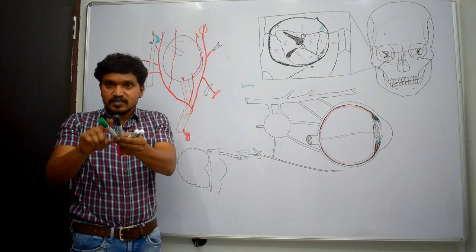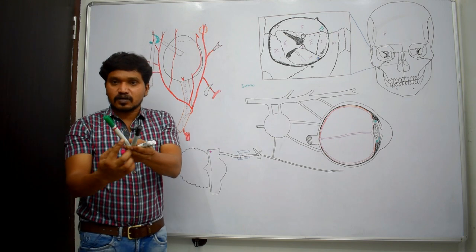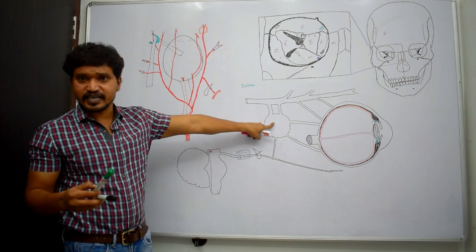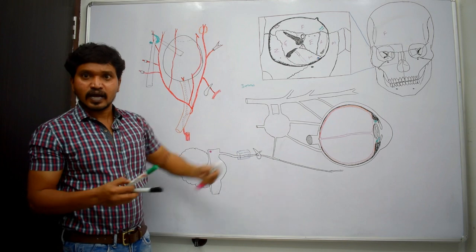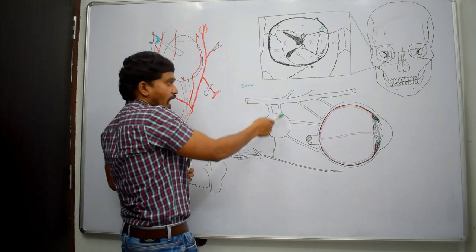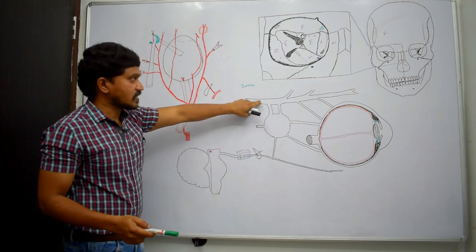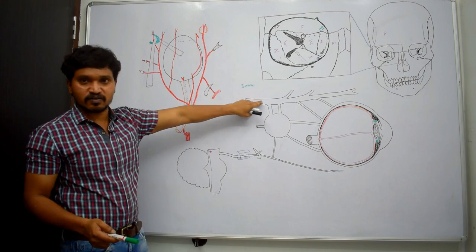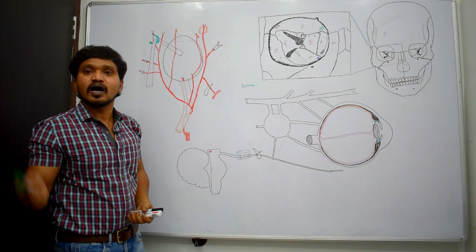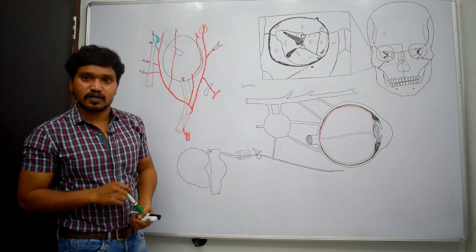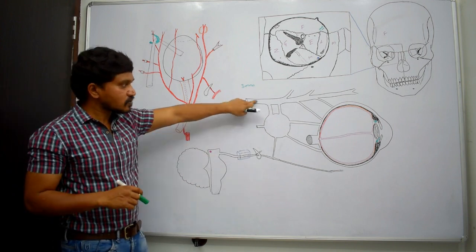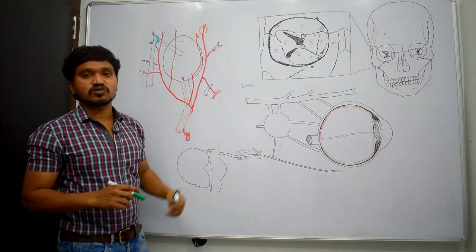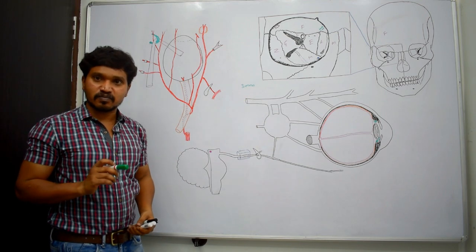Imagine this is the lateral rectus and this is the optic nerve. In between these two there will be the ciliary ganglion, right? And it is hanging to the, what is this nerve? Nasociliary nerve. This is the nasociliary nerve. Nasociliary nerve is branched from the ophthalmic division of trigeminal nerve, right? That we will discuss. So this is the nasociliary nerve. This ganglion is hanging to the nasociliary nerve, right?